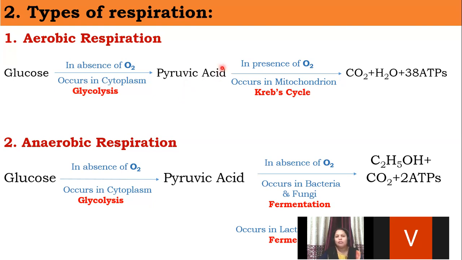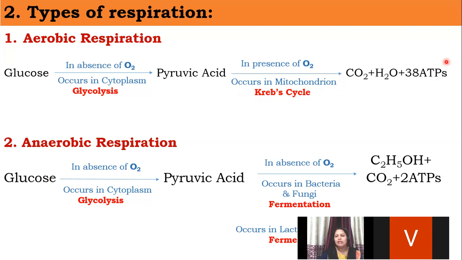Now, we have seen that the glucose is converted into pyruvic acid in the cytoplasm. The next step of this pathway, that is conversion of pyruvic acid into carbon dioxide, water and energy rich compound, occurs in mitochondrion. Okay, it occurs in mitochondrion. Now when we are talking about the single mitochondrion, we will call it as mitochondrion, and when we are talking about the plural term, we call it as mitochondria. Okay, so it occurs in the mitochondrion and it is called as Krebs cycle. Okay, it is called as Krebs cycle.